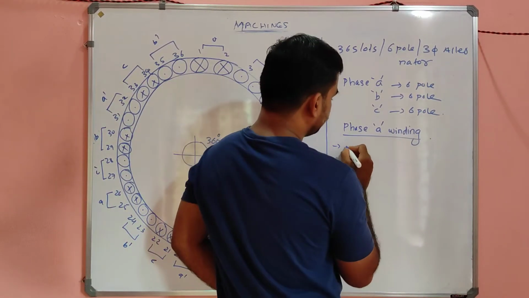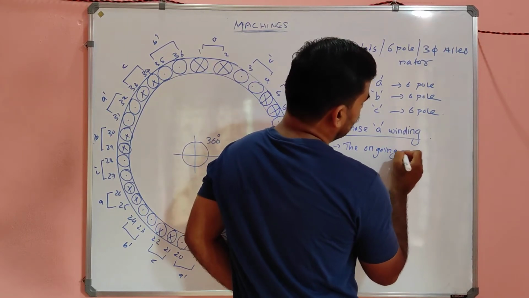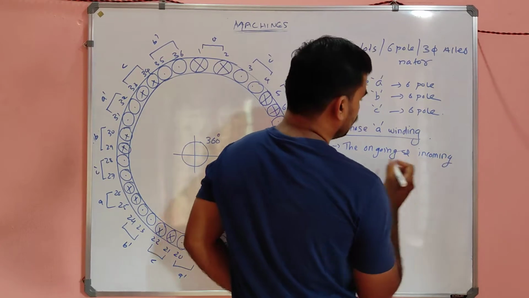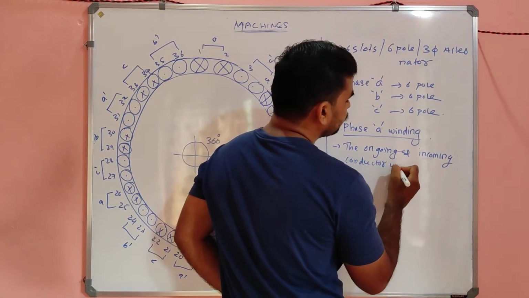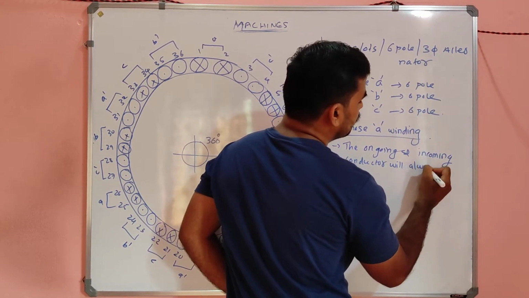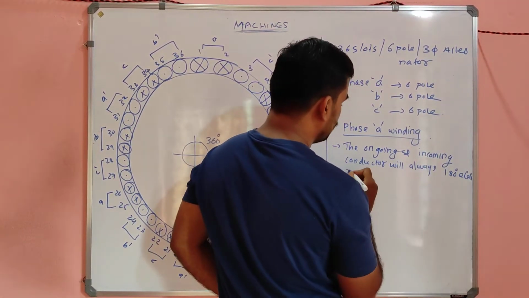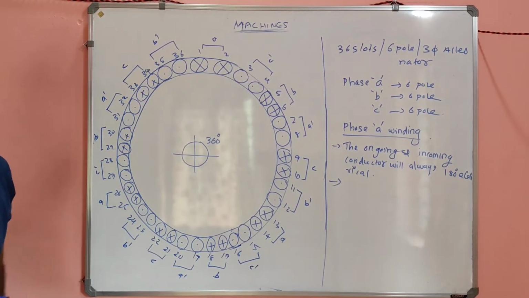The ongoing and incoming conductor will always be 180 degree electrical. It's very important, my dear. Electrical, it is always electrical, 180 degree electrical.